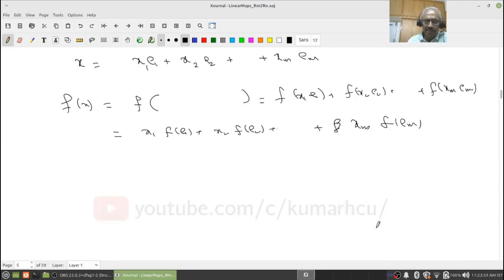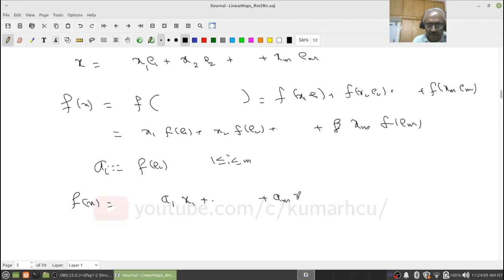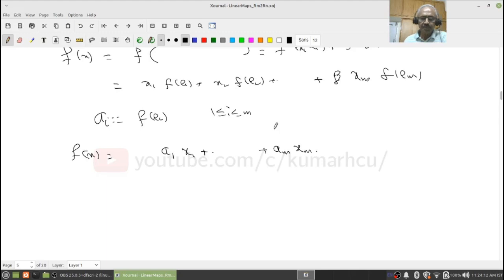Is that okay? Now let me define ai equal to f of ei for 1 less than or equal to i less than or equal to m. Then I can rewrite f of x as a1 x1 plus and so on up to am xm. Here also I know what ai is: ai is nothing other than f of ei. When I take x equal to 1 0 0, that is e1, what will happen? a1 times 1 plus a2 times 0, up to am times 0, therefore I will get a1. Similarly I will get ai for ei. Do you follow that?